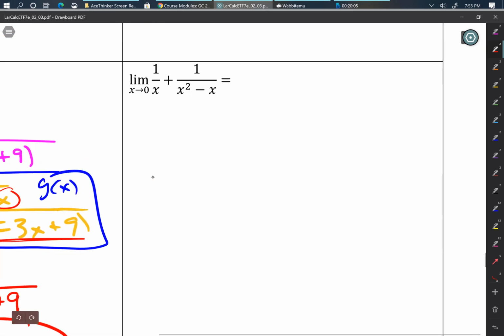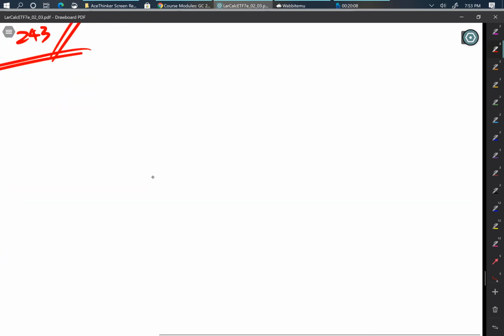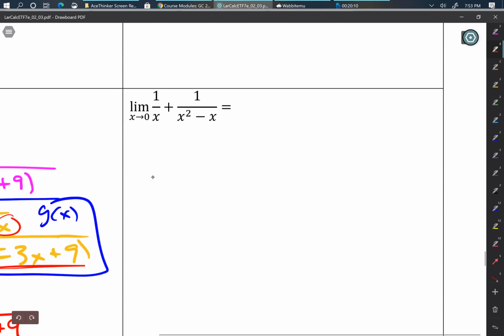All right, I think this is the last one, right? Yeah, last one before we do Squeeze Theorem. Okay.